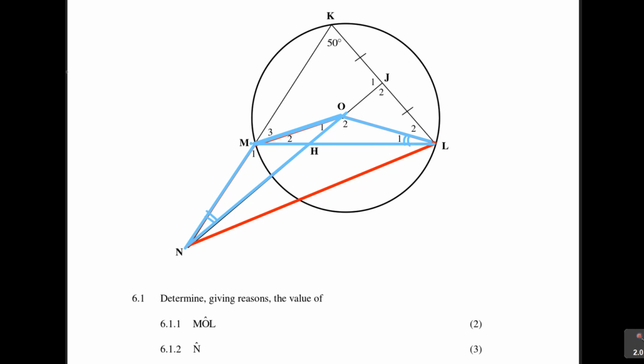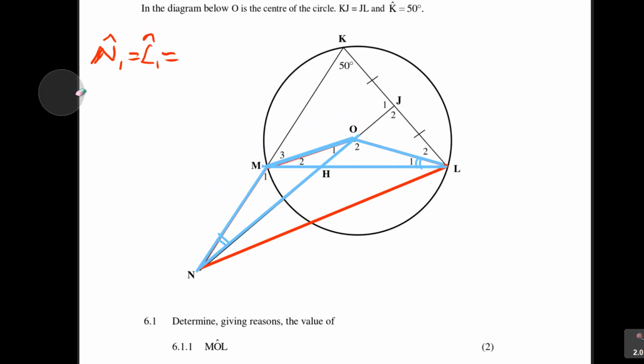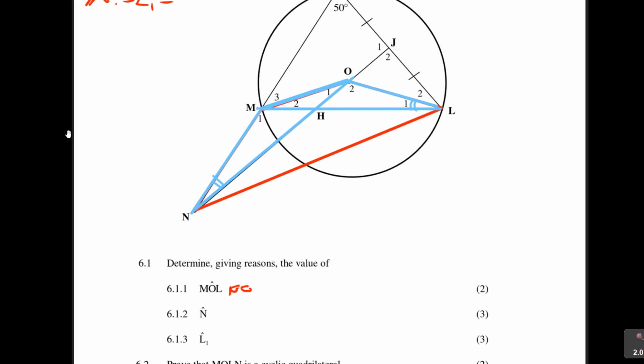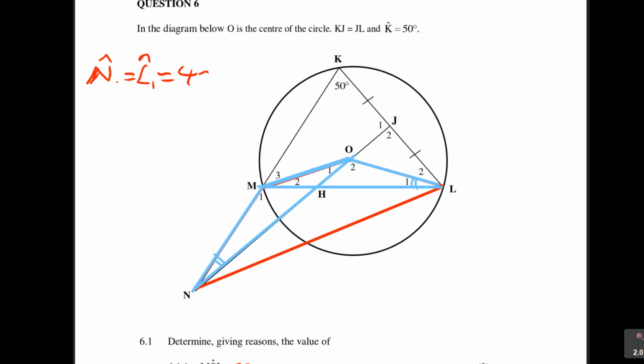We know that. So we can say angle N1 is equal to angle L1, which is equal to what? We found angle N. We don't have to call it N1. It was actually angle N. Angle N, remember, we got this was 100, and then angle N was also 40 degrees, and then angle L was 40 degrees. So we can then say here, angle N is equal to L1 is equal to 40 degrees. And then we can say, therefore, MOLN is a cyclic quad.